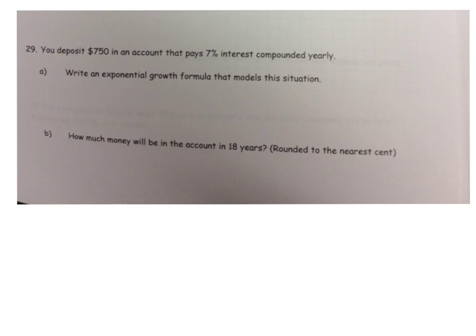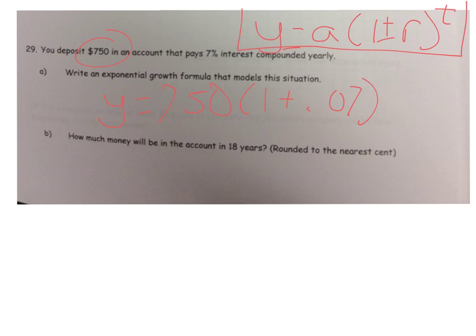Number 29, this is a really important equation that you have to remember. Y equals a times 1 plus or minus r to the t power. That's your exponential growth and decay formula. You have to know that it's not given to you on the exam. Deposit $750. So you're going to plug this information in. Y equals 750 times 1 plus, because it's growing, 0.07. We have to change 7% to a decimal. And to the t power.